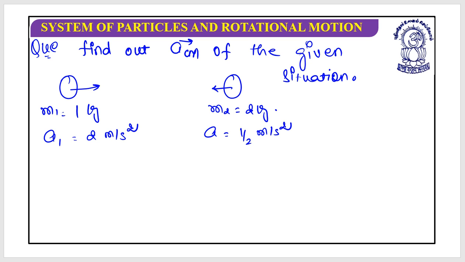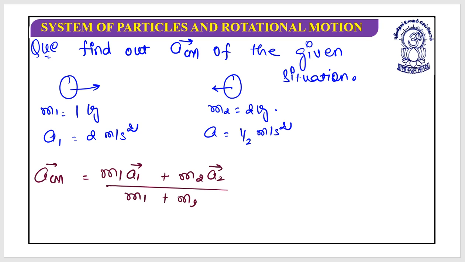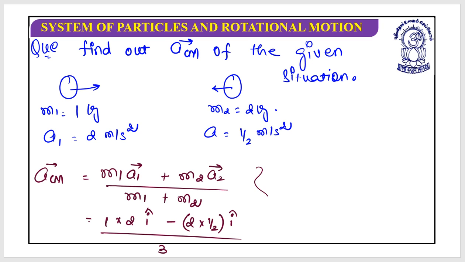So when I write this, I should understand that this is a vector and it has a direction. That ACM would be equal to M1A1 plus M2A2 divided by M1 plus M2. While writing this, I understood that this is 1 into 2 i cap minus 2 into 1 by 2 i cap. Yes, it is actually minus of i. Divide by 1 plus 2, this is 3 kg.